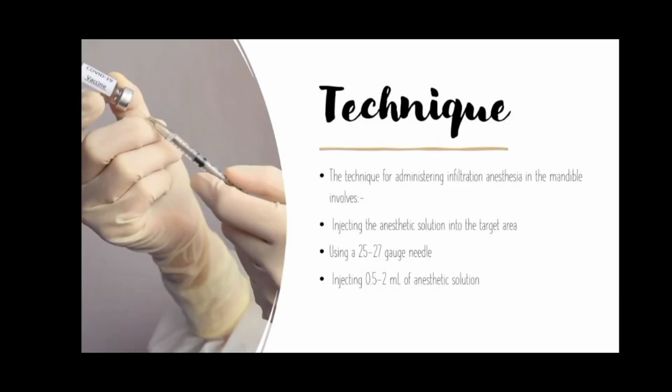The technique for infiltration anesthesia is: Use a 25 to 27 gauge short needle. Insert at the height of the mucobuccal fold. Direct the needle towards the tooth apex. Inject the solution slowly. Aspirate to avoid intravascular injection. Maintain a steady hand to prevent tissue trauma.